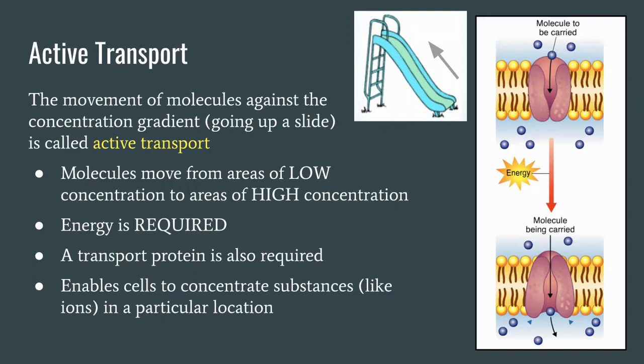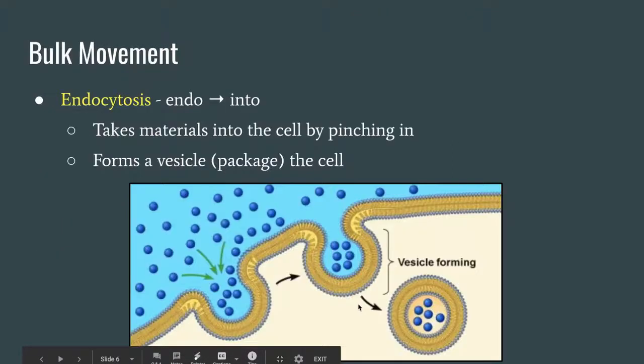And this is where ATP comes in. We haven't quite talked about ATP yet, adenosine triphosphate. But this is where we would use some extra energy to move things either into or out of the cell. And then there is bulk transport, which is a type of active transport.